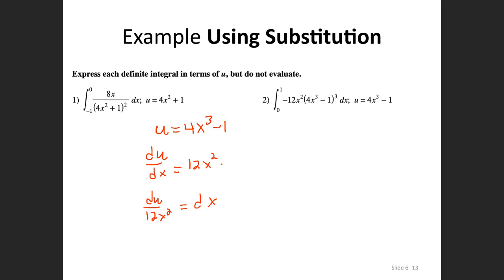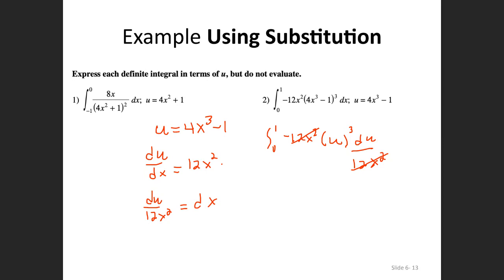Okay. Then I'm going to substitute. So I've got the integral from 0 to 1, -12x squared. And then I'm going to put u here to the third power. And then wherever I see dx, I'm going to put du over 12x squared. So far, so good. Okay. I crossed off the 12x squared here and the 12x squared here. I still have a minus sign there. Okay. That didn't go away.